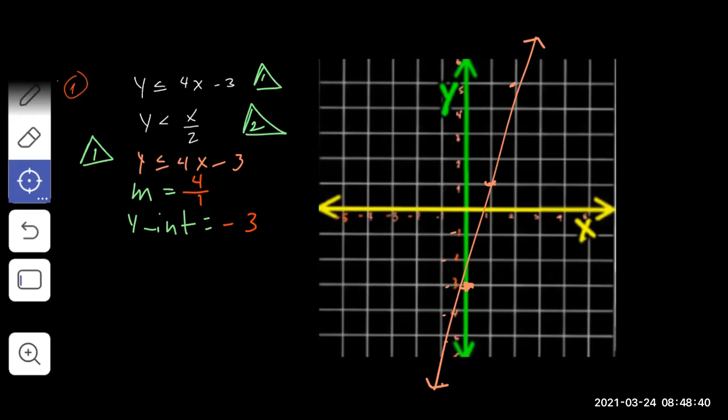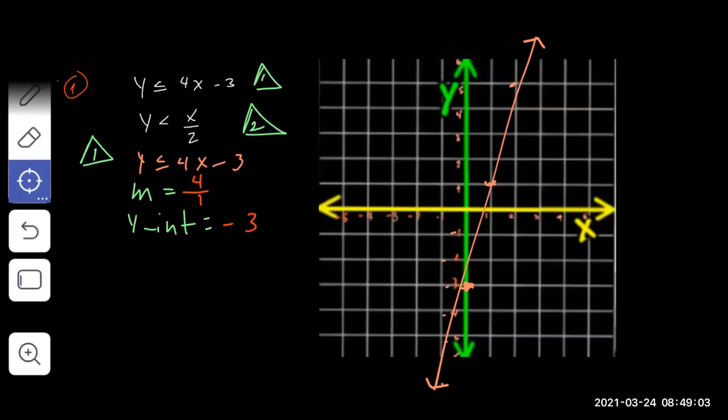Then guys, let's see. It's going to be solid or dashed. Look at the inequality sign. Is it solid or dashed? Solid. Solid because it's less than or equal. This equal includes this line. All of the points in this line are going to be part of my solution.